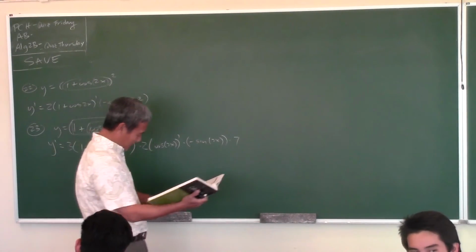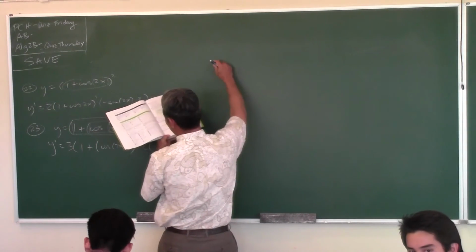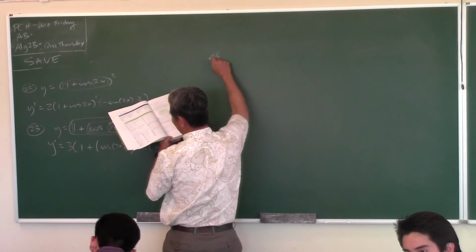Okay, let's do 26. It says find dr/dθ. Okay, you know what? I'm just going to change it to x's instead.